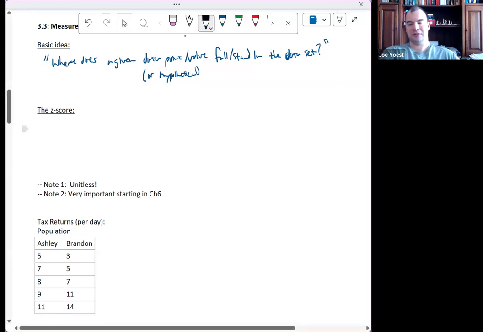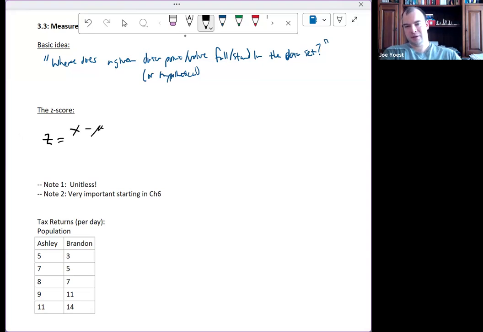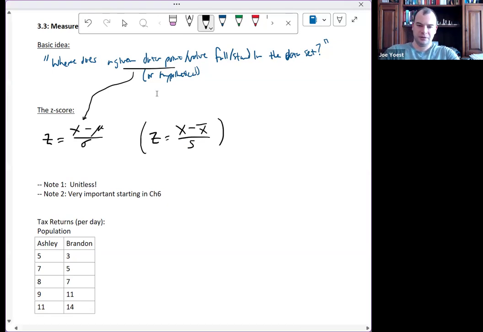Our first attempt at answering this question or giving some kind of answer to this question is the z-score. And it's defined as follows: z equals x minus mu over sigma. So here x is the value associated with the given data point or the hypothetical data value. Mu and sigma, of course, being the mean and standard deviation. Or if we had a sample, we have a very similar calculation, just using different notation.